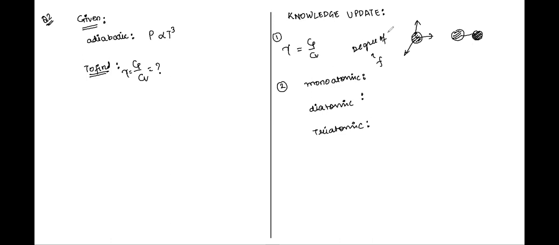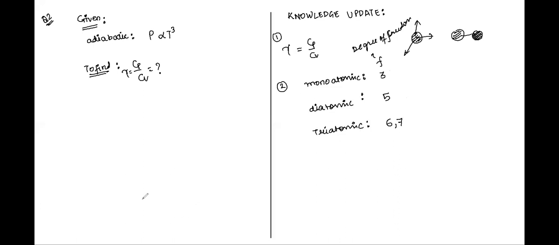Degree of freedom, which takes a different value for different types of gases. So for monoatomic gases, its value is 3. For diatomic gases, its value is 5. For triatomic gases, its value is sometimes taken as 6, at other times it's also taken as 7, depending upon whether we are considering the vibrational mode of degree of freedom or not. I will repeat, sometimes it's taken as 6, at the other time it's taken as 7.